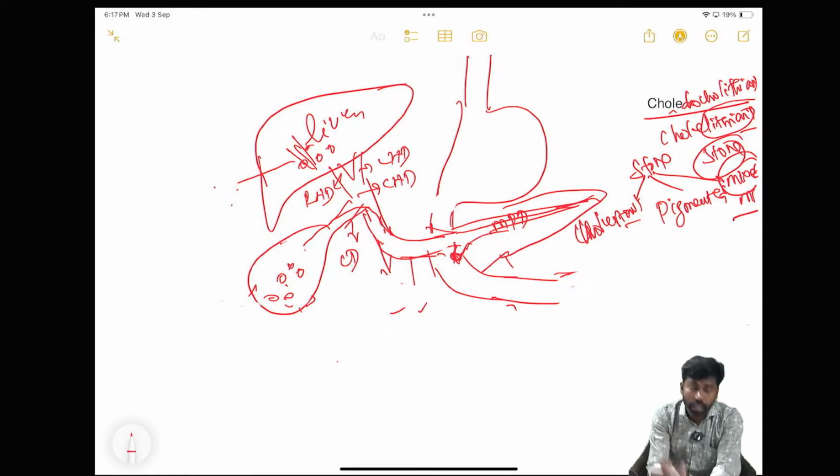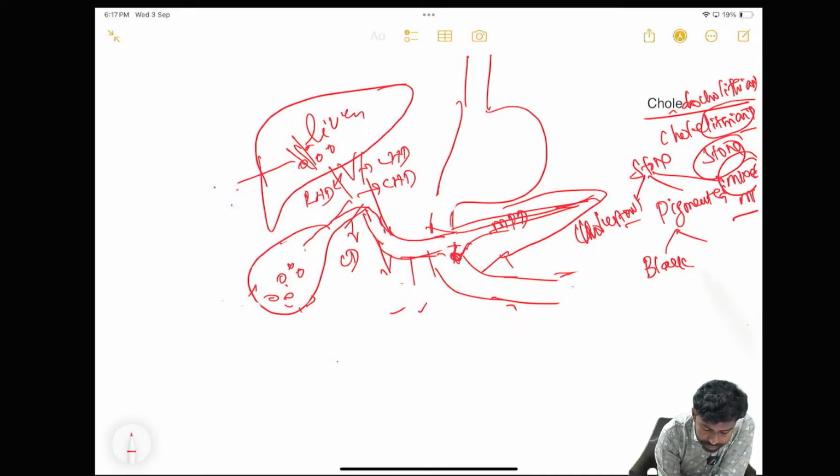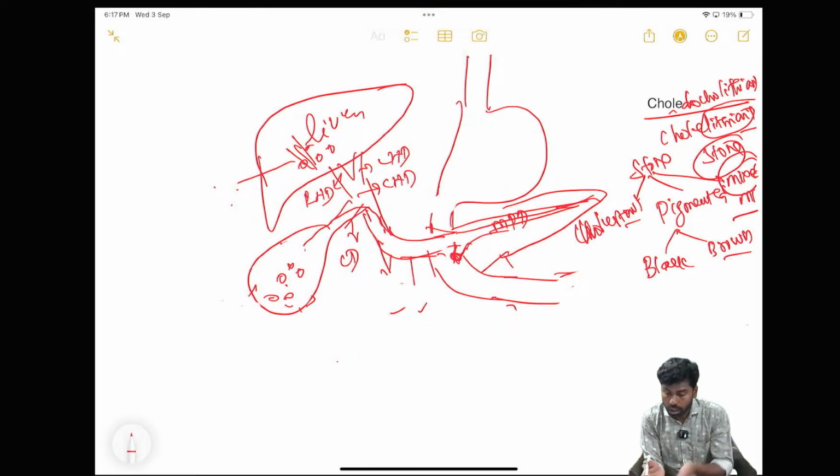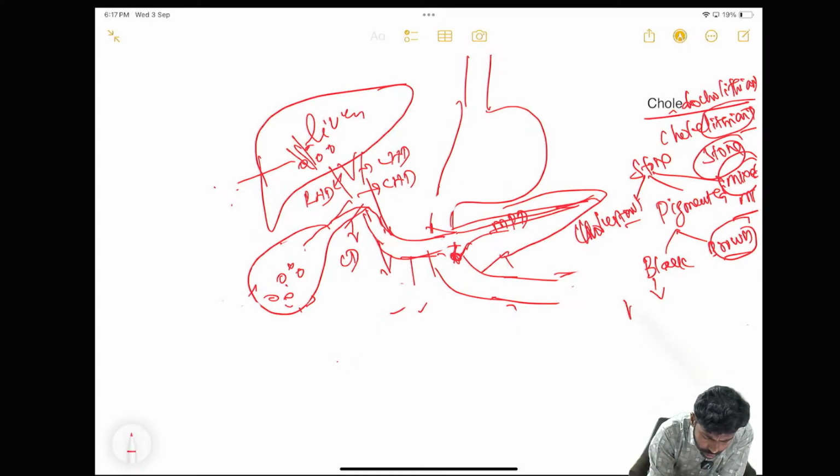Okay, what are pigmented stones? There are two pigments, black pigment and brown pigment. The black pigmented stones are due to hemolysis. The brown pigmented stones mainly arise from bile infection. So black is due to hemolysis, brown is due to infection.